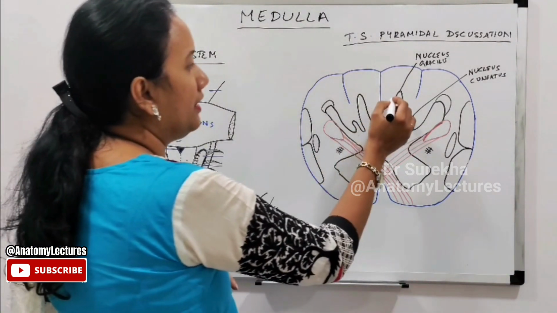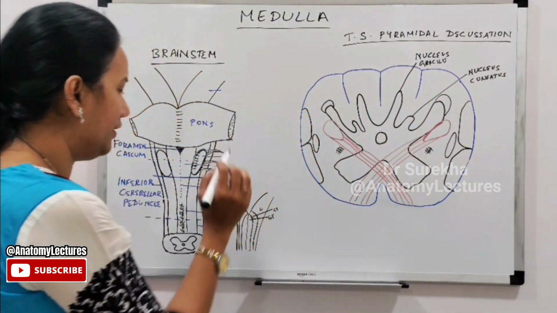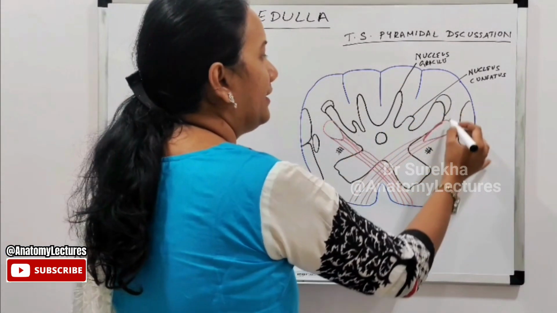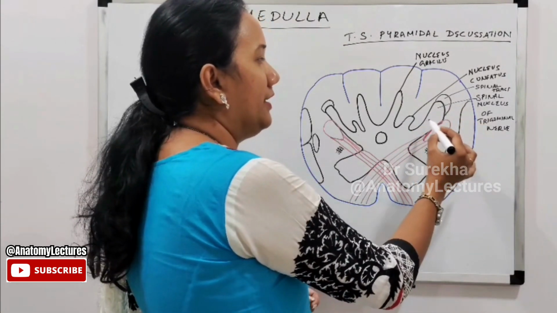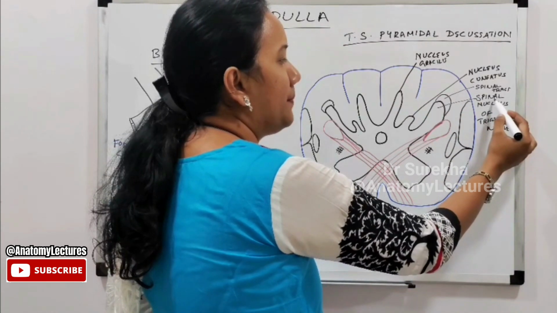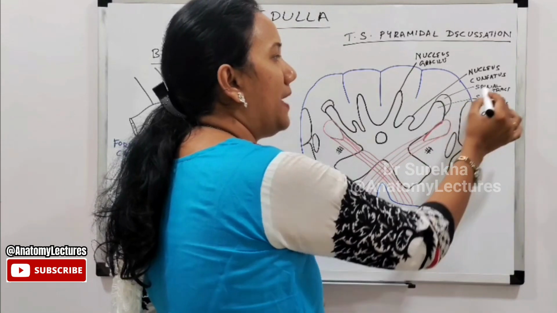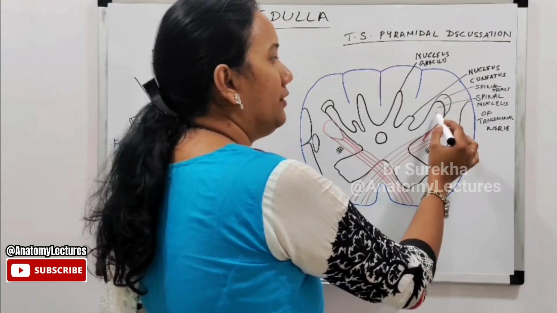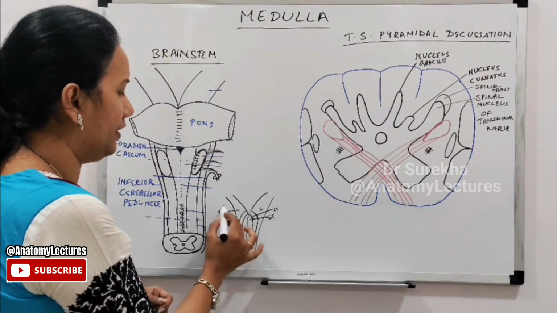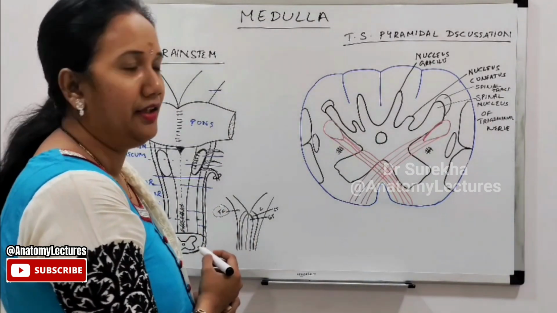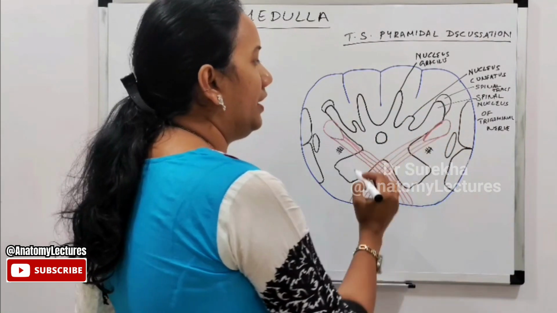So this gracile tubercle is overlying the nucleus gracilis, and this cuneate tubercle is overlying the nucleus cuneatus, and the tuber cinereum will overlie this part. If you look carefully, the posterior horn of the medulla is modifying to form the spinal nucleus of the trigeminal nerve, and it is being capped by the spinal tract of the trigeminal nerve. Now this spinal nucleus and spinal tract will produce an elevation on the exterior, which we were referring to as the tuber cinereum in the dorsal view of the medulla. So this is the posterior part of the grey matter.